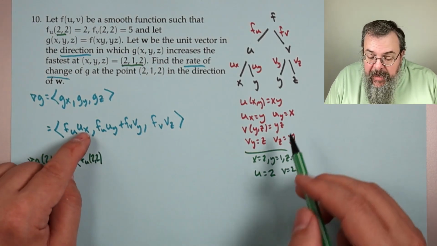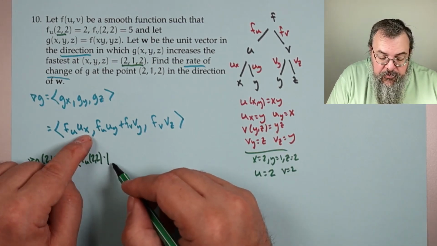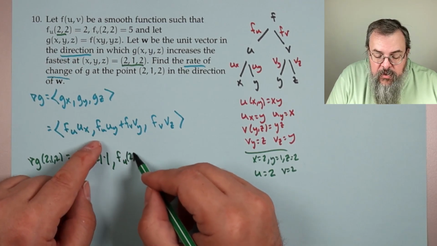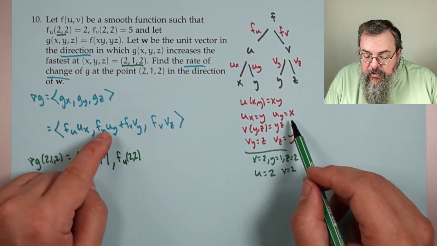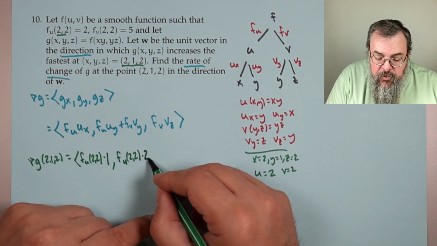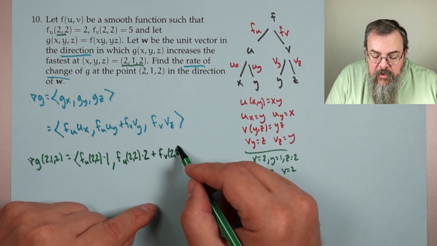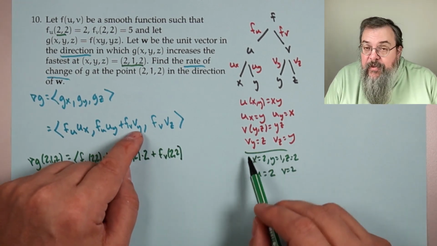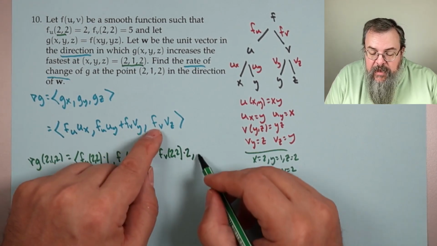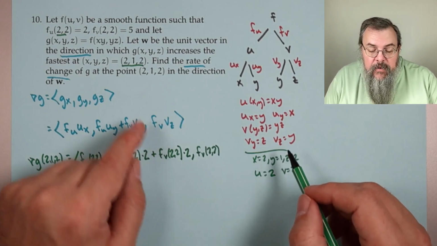And then we have u sub x. U sub x is y. Y is 1. Comma. F sub u at 2, 2, u sub y. U sub y is x. X is 2. So times 2 plus f sub v at 2, 2 times v sub y. V sub y is z, and z is 2, comma, f v at 2, 2, v sub z is y, and y is 1.